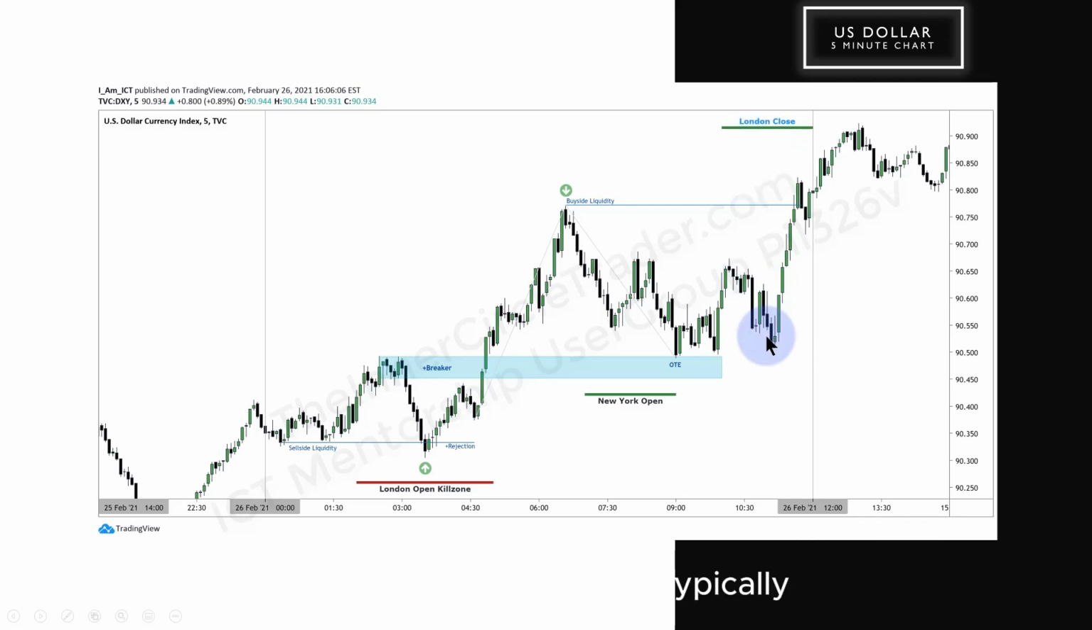London close is always typically used to get in sync with the higher time frame. What's the higher time frame likely to do? Well, if we made the weekly low, it's probably going to trade higher, and then you have this big energetic run here in London close.